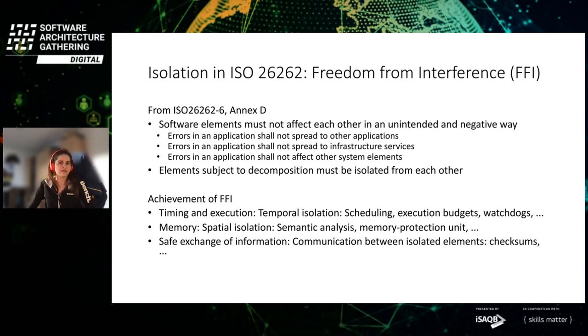And in the standard, they also tell you what you could do to achieve freedom from interference. For example, they point out that regarding timing and execution, there's temporal isolation via monitoring mechanisms, such as execution budget analyses, and also scheduling mechanisms. They also give some hints what you could do to make sure that memory accesses are not corrupted by performing mechanisms for spatial isolation, such as semantic code analysis or using a memory protection unit, for instance, and also having a safe exchange of information and so on.